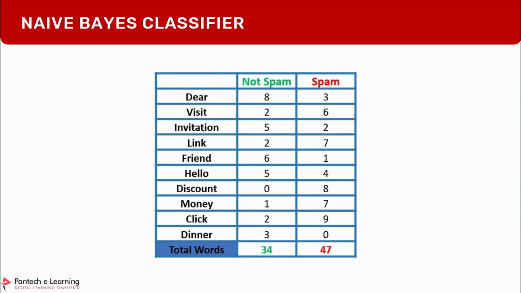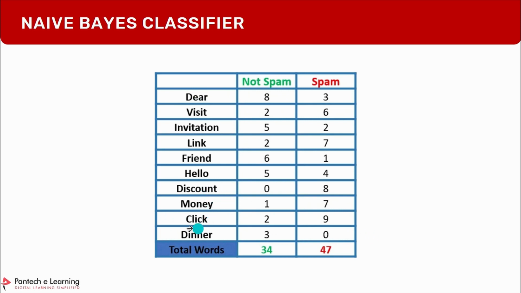And for not spam words, we are having a data set. In a sentence which is not spam, the word "dear" is used 8 times, so that is in the probability of not spam. But "dear" is also used in spam sentences 3 times. Like that, visit, invitation, link, etc. You can see these words are not common in not spam; they are mostly in spam. We used to call these ham or spam. Ham means normal mail and spam means spam mail. Like that, you can see discount, money, etc. will come into spam.